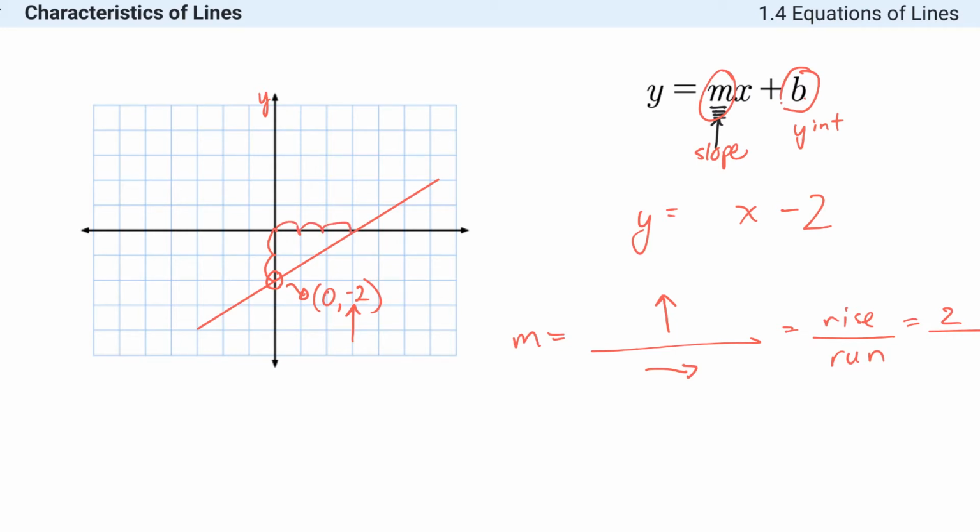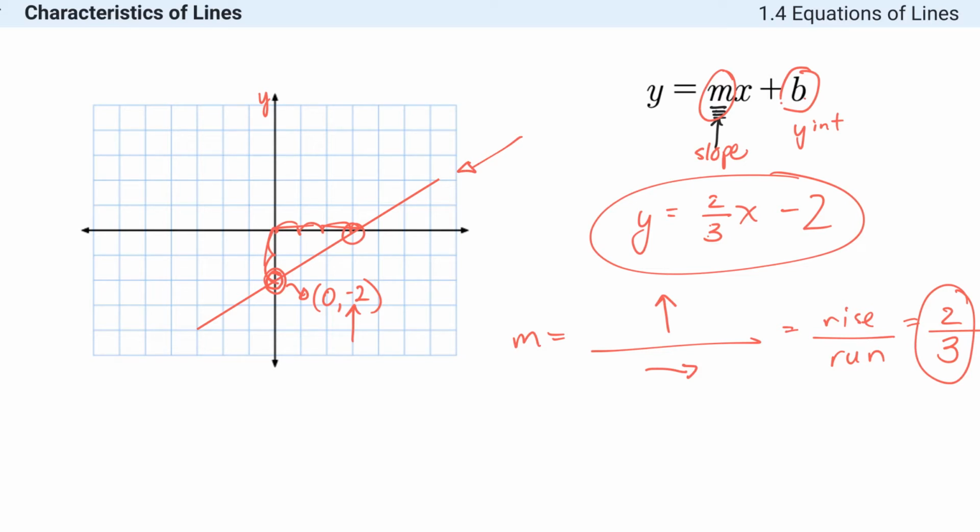So to get from this point to this point, I go up 2, and I run 3 to the right. So my slope would be 2/3. So the equation of that line would be y is equal to 2/3 x minus 2. And that would be the equation of that particular line there.